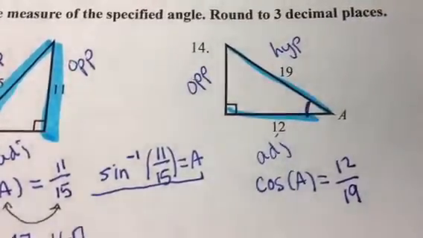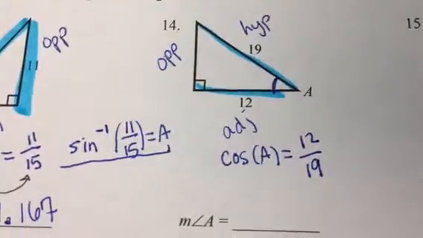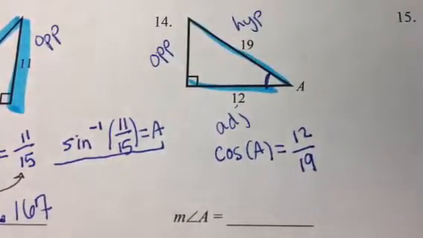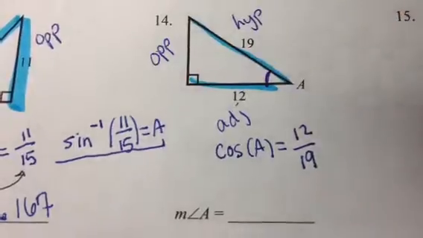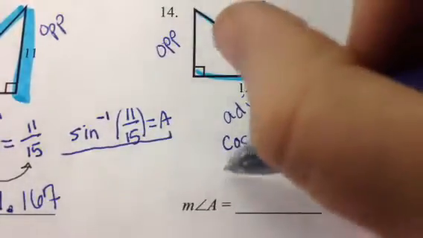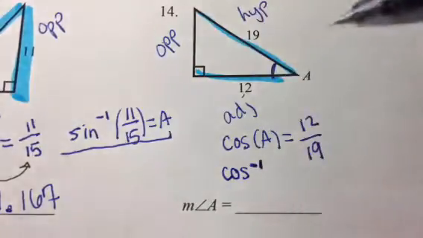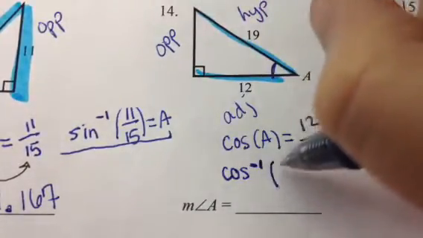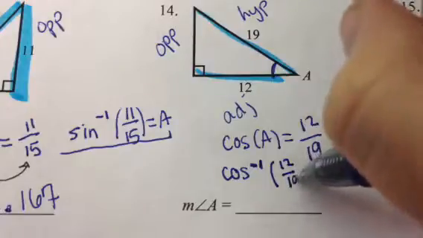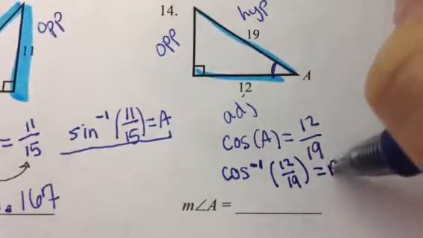Sorry, I bumped the camera with my pen. All right, so 12 over 19. Then we will rewrite that using the inverse function, and I'll see if I can squeeze it in underneath. The inverse cosine, so that's like cosine to the -1 power of 12/19 will give us A.